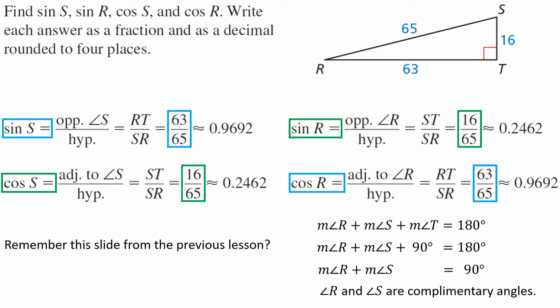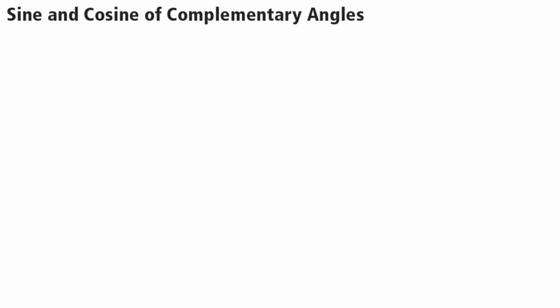And look at this. The sine of angle S got us the same result as the cosine of angle R. The cosine of angle S got us the same result as the sine of angle R. So what's going on? Well, sine and cosine have complementary angles.